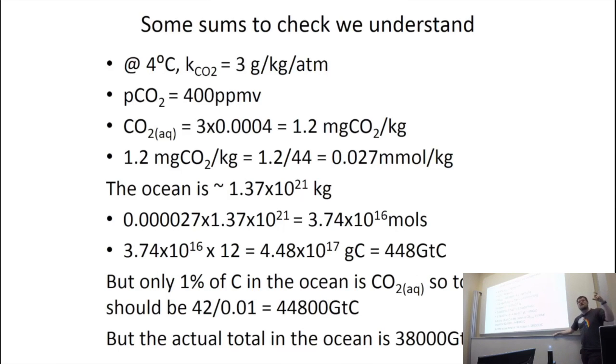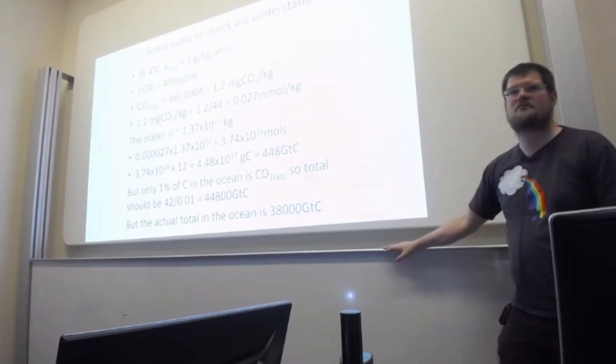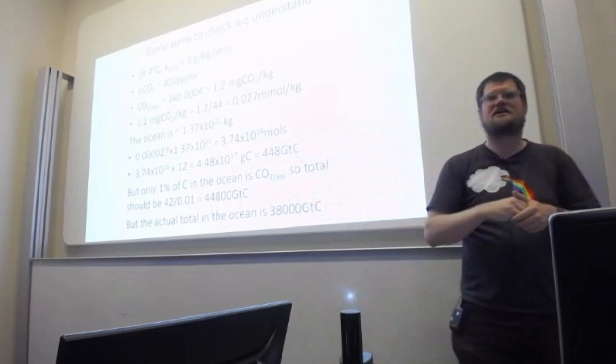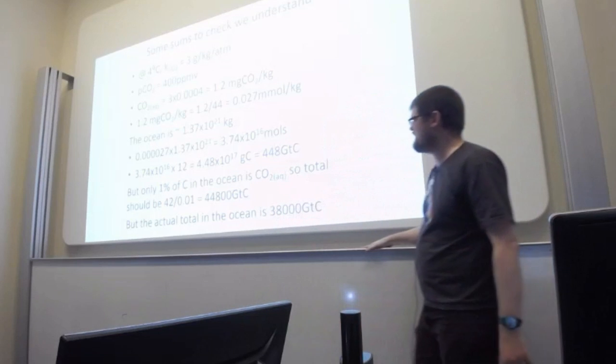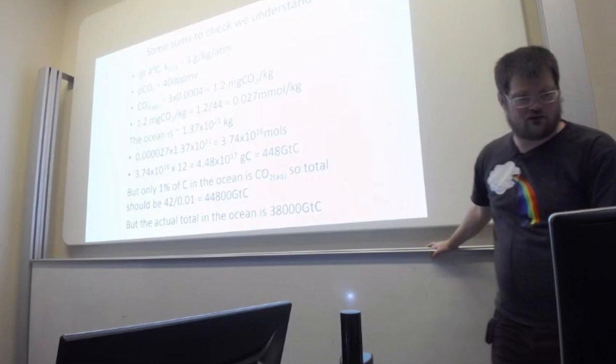But that's only the carbon that's in CO2 form. We know only 1% is in CO2, 99% is those other forms of carbon. So to work out the total amount of carbon in the ocean, we divide by basically 1%. We've just gone through those calculations to see if we understand the processes, and we can check our answer. The actual value is 3,800 gigatons of carbon. So we're quite close, but there are some things in our assumptions which are not quite right.